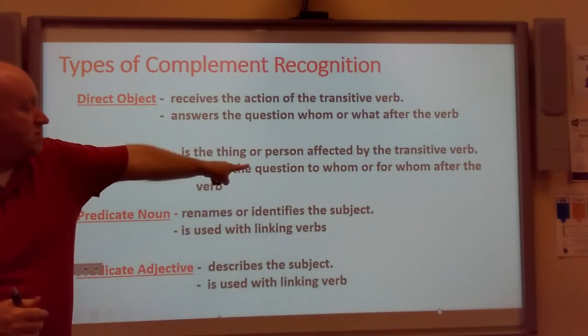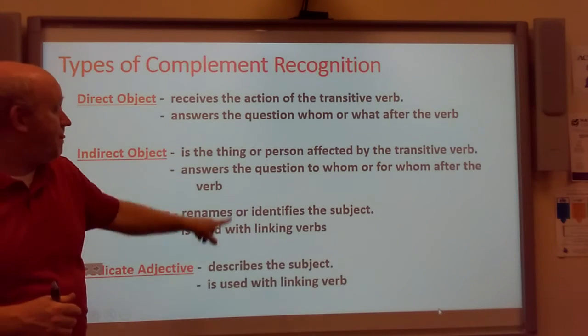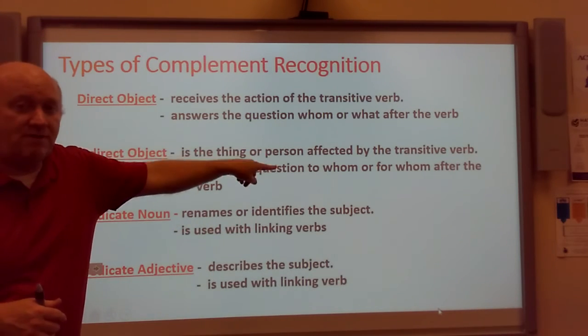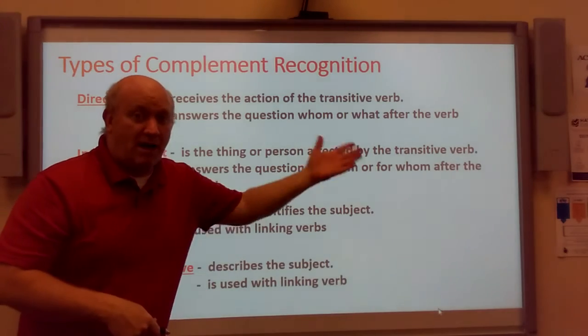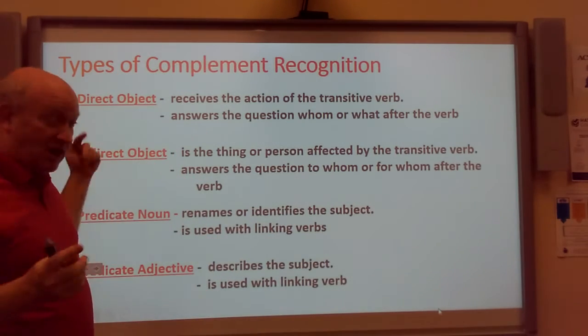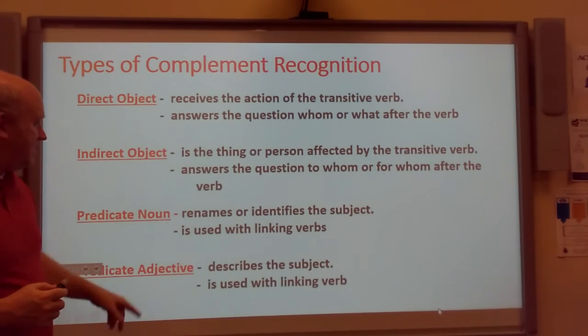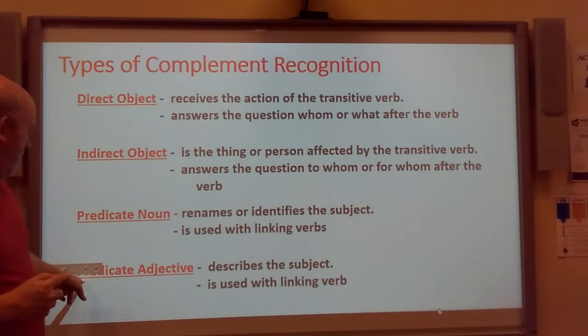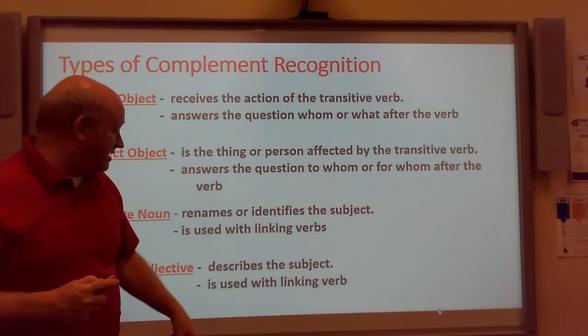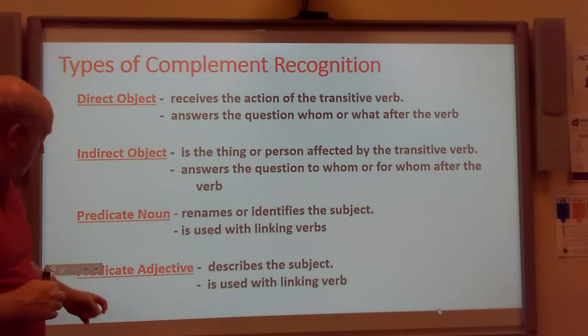Whom answers the question to whom or for whom, is a thing or person affected by the transitive verb. Who did I give money to? My brother. Hence, indirect object. And then predicate noun renames or identifies the subject, is used with a linking verb, or predicate adjective describes the subject, and is also used with a linking verb.